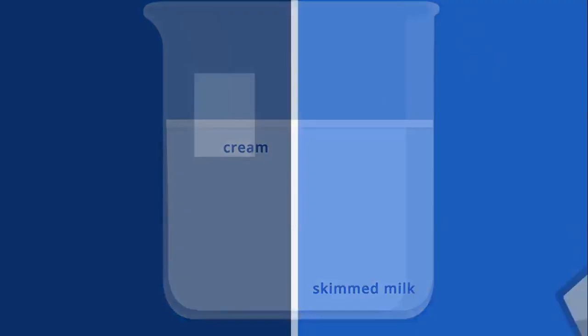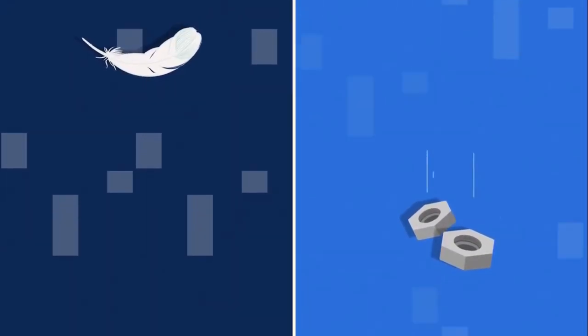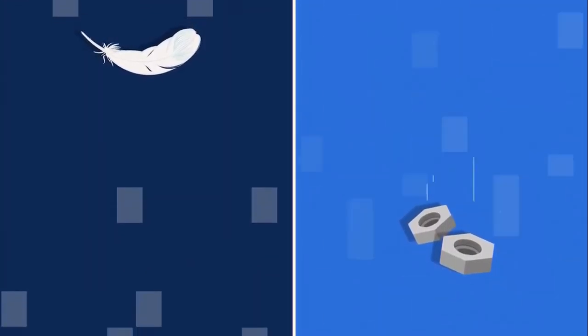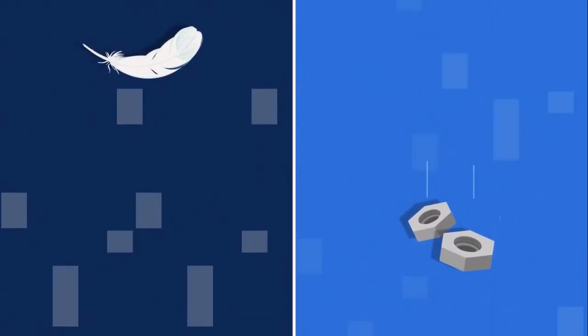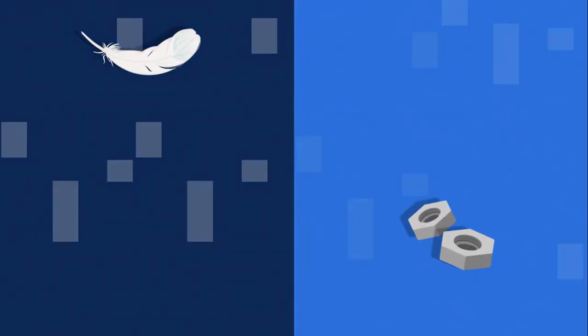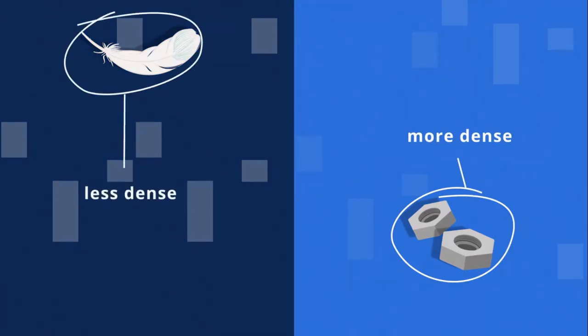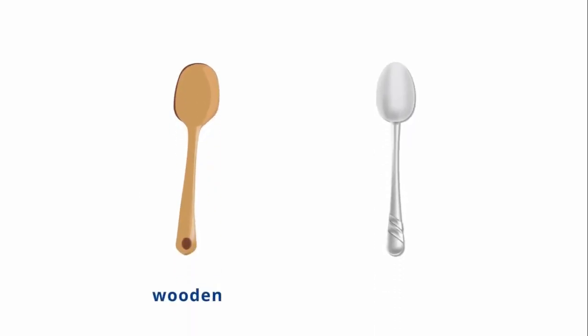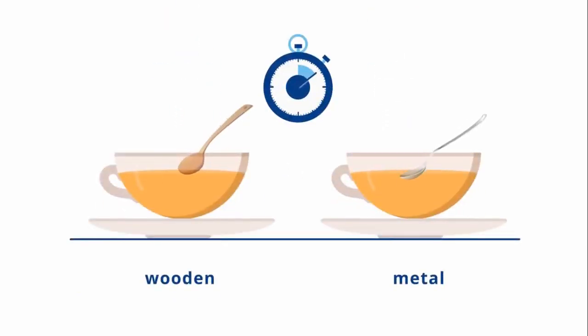The speed a particle travels also depends on how dense it is, that means compact, compared to the liquid around it. A particle that is more dense travels more quickly to the bottom of a liquid than a less dense particle. I'm going to show you what I mean. If we took 2 spoons, one wooden and one metal, the denser metal spoon would fall through the tea faster than the wooden one, which is less dense.